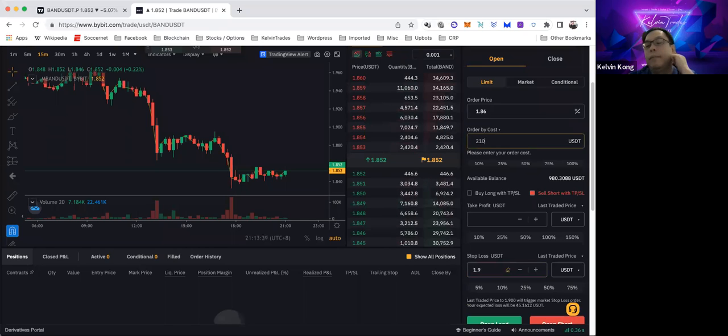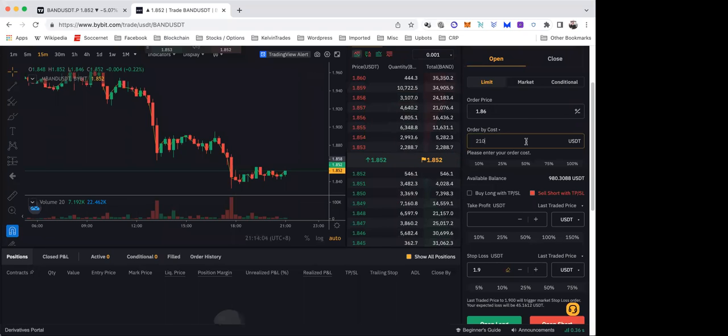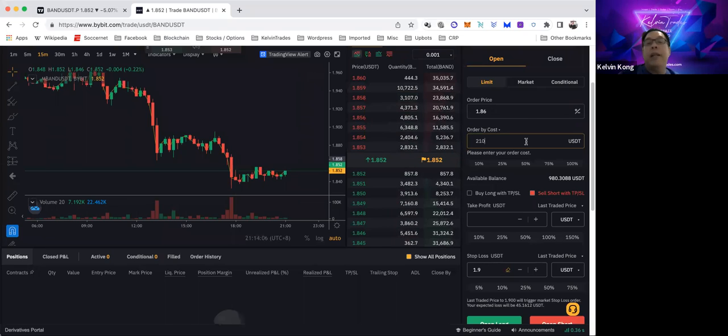Okay, 210. How about 240 there? Okay, 240 exceeds. Let's keep it at 210. This is definitely below our 5%. But we need to key in 3 entries. Am I right, guys? Correct? Yes. 1.86, 1.87, 1.88, we ladder in.